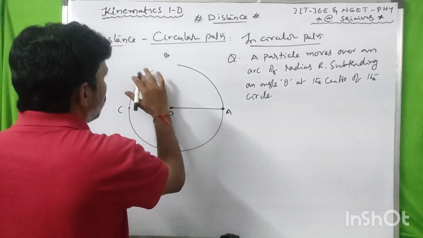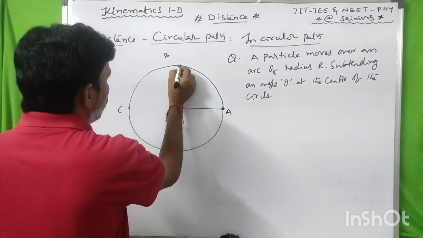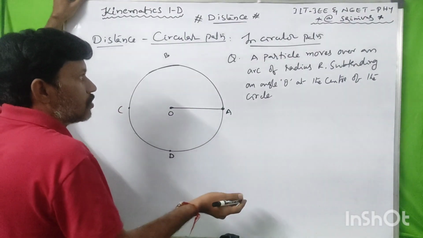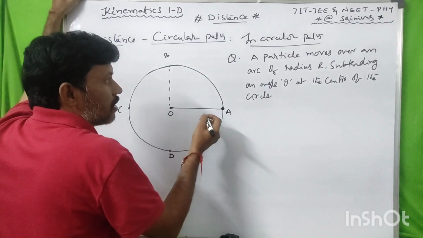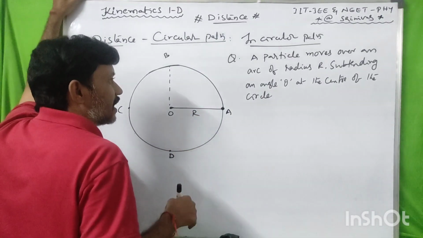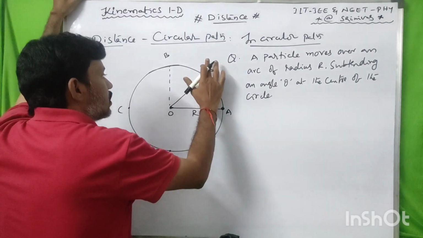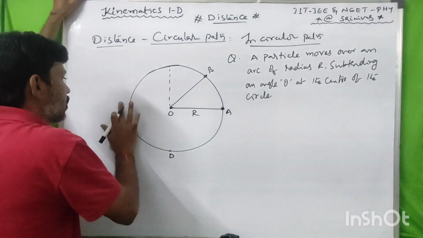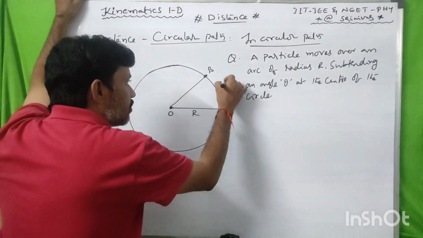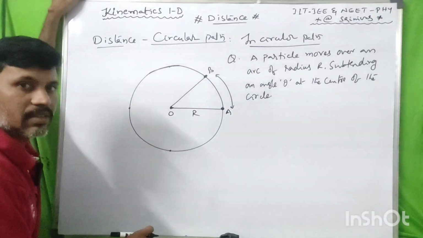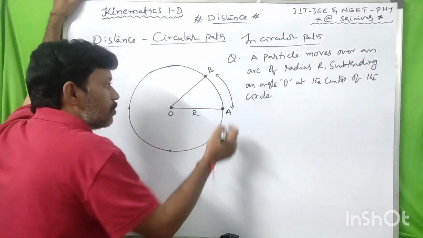Okay, a particle moves over an arc. Arc means this one. So arc of radius capital R, subtending an angle theta at the center. So at this center, it is moving up to the point. Let us take just that one point C only. So don't take this one. Now it covers only this much of distance. This is the arc. Okay, this is the arc length. That means here distance means from A to B.